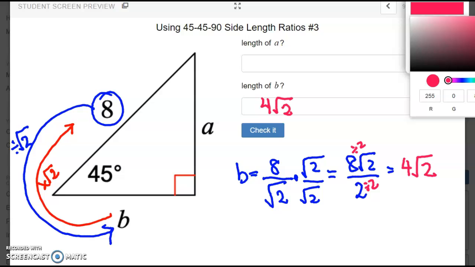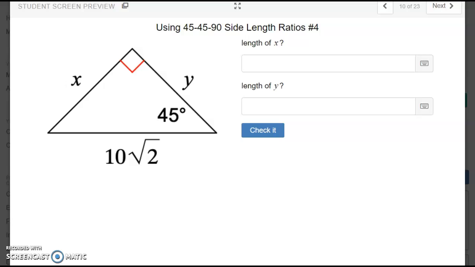And we said A was always the same as B. So if B is 4 root 2, A has to be the same as whatever B we found to be. Okay, so it's going to be 4 root 2.